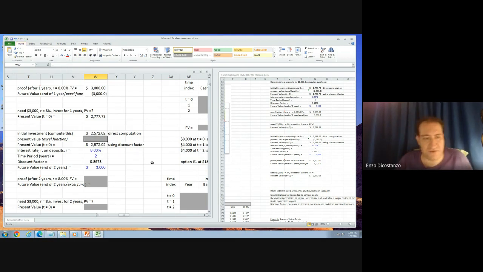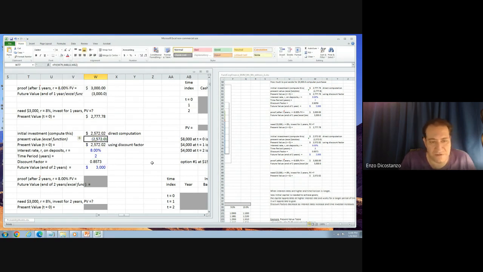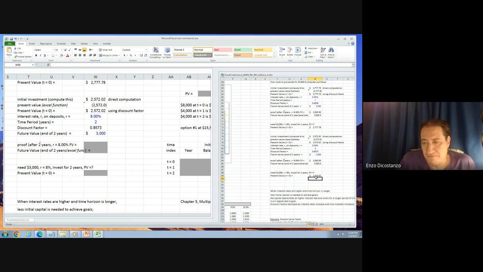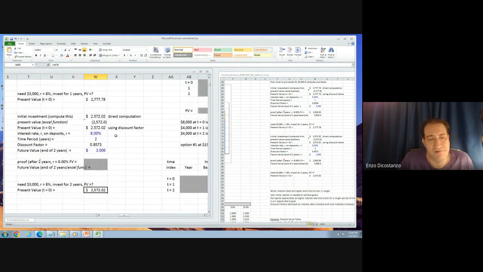And then the final real check is the present value of 8% at 2 years, no payments, and the future is 3,000. So yes, you'd have to put down 2,572. You could do the proof, you could do all the different versions of this. Our conclusion is that for 2 years out, you need 2,572. For 1 year out, you needed 2,777. And the proofs are the same.